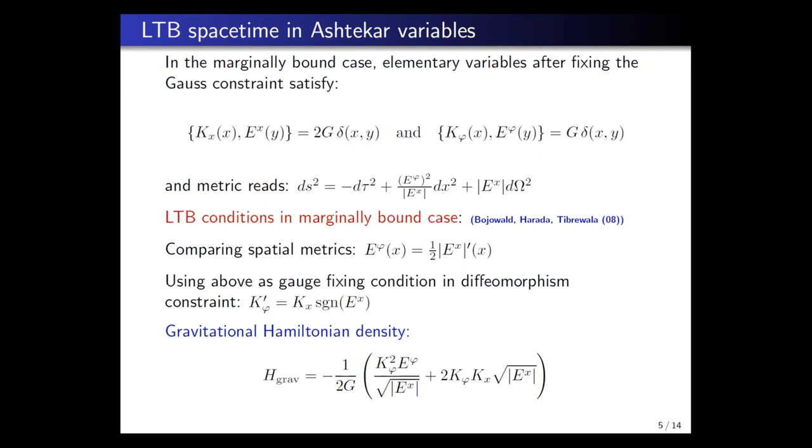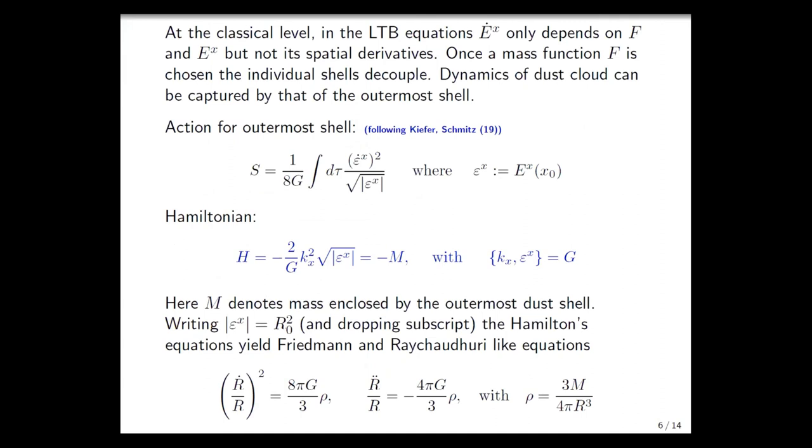Using all this information, you can write down the gravitational Hamiltonian density, and that H grav turns out to be of this particular form. So this is essentially the point where we have written down the gravitational Hamiltonian density in terms of the Ashtekar variables. Now, the idea is that at the classical level, Ex dot only depends on F and Ex, but not its spatial derivatives. So the implication of this is that if you start from some mass function capital F, and you're looking at this dust sphere which is collapsing, and you divide it into various shells, then these shells are going to propagate with the same velocity, and they essentially decouple. And the dynamics of the whole dust cloud can be captured by just that of the outermost shell.